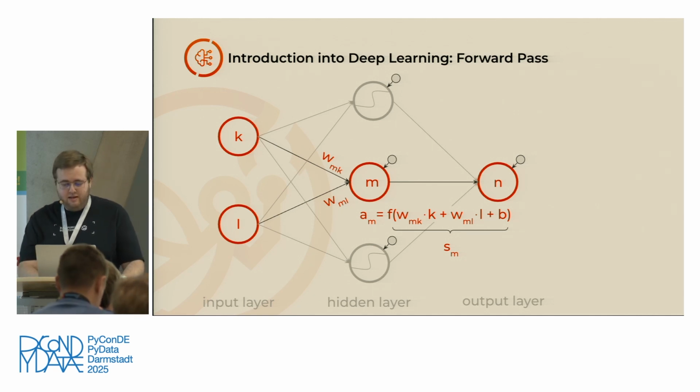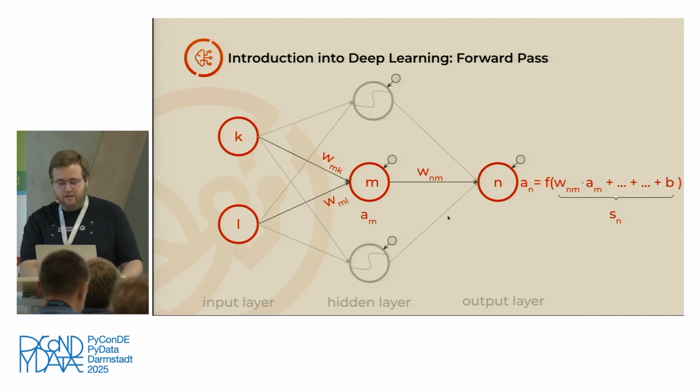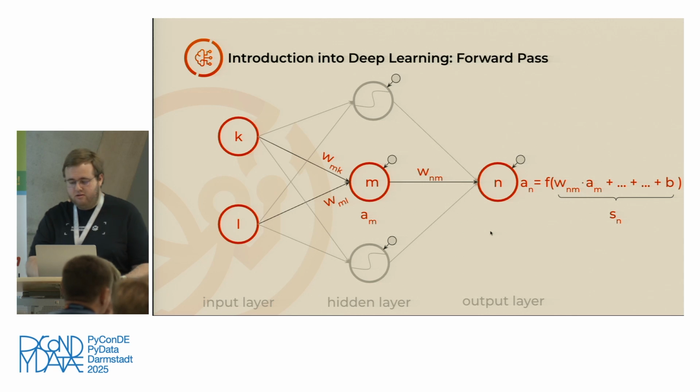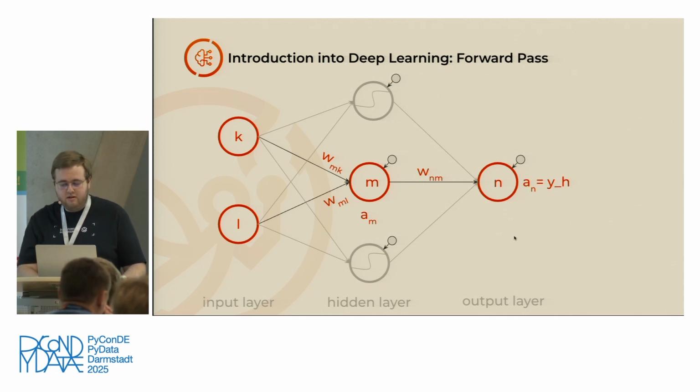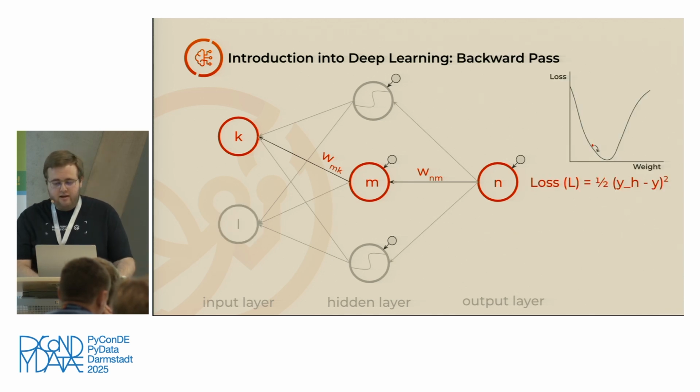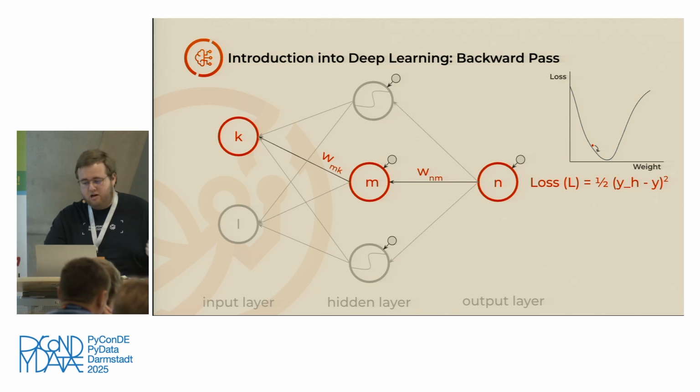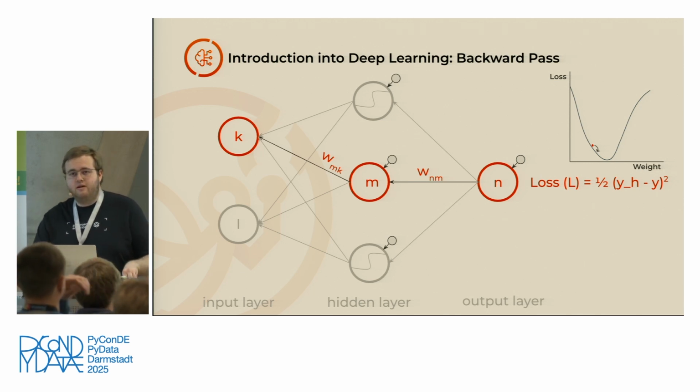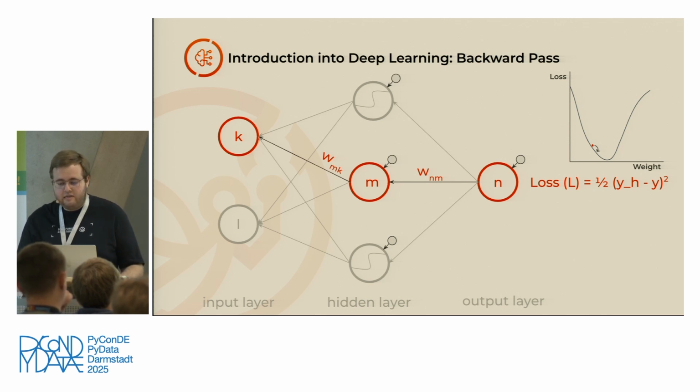Now we can repeat the same thing to calculate the value of N, or AN. And again, this is M multiplied by WNM, and these neurons multiplied by their own weights. When we obtain the activation of the last neuron, this is the prediction of our model, which is usually denoted by Y hat. And now we need to figure out how good our prediction is. In order to do that, we can compare it with true labels from our data set. For example, in the regression setting, we can use the mean squared error.